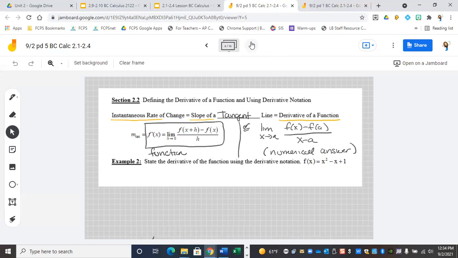So let's take a look at this example here. State the derivative of the function using derivative notation. It's not actually asking you to work it all the way out. But again, what you're going to do is use this first definition. We're going to use that limit as h approaches 0 of f of x plus h minus f of x all over h as it relates to this particular function here.